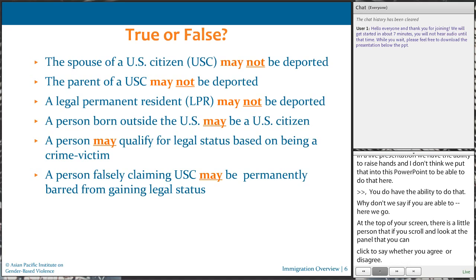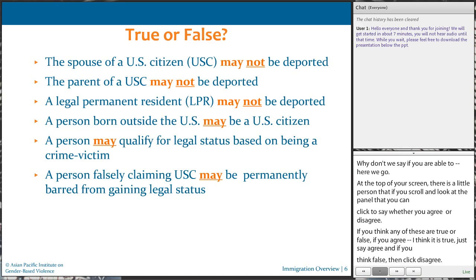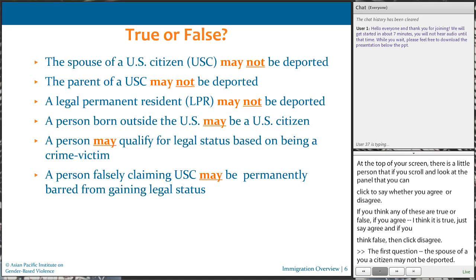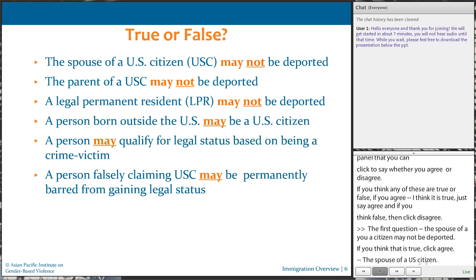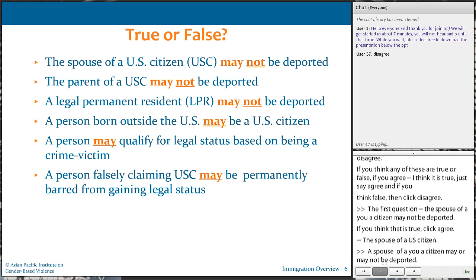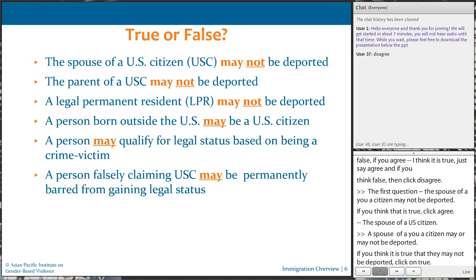Okay, so the first question: the spouse of a U.S. citizen may not be deported. If you think that is true, click agree. And if you do not think it's true, push disagree. So a spouse of a U.S. citizen may or may not be deported. If you think it's true that they may not be deported, push true. So I'm looking at this group of all of you.